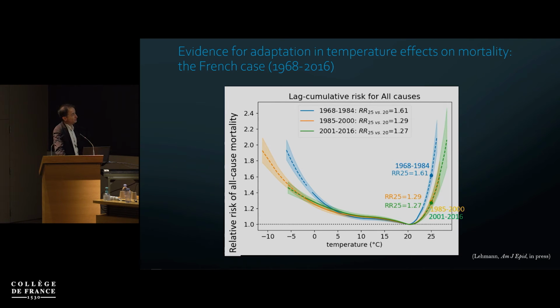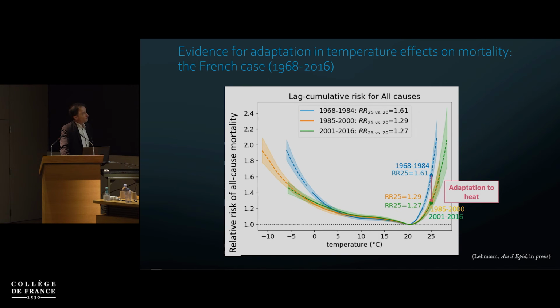You see here the short-term association for all-cause mortality stratified into the three 15 to 16-year periods of our study, with some evidence of a change in the effect of a given temperature. Here, the relative risk of mortality associated with the temperature of 25 degrees tends to decrease in the period following 1985 compared to before 1985. That's a pretty high decrease, actually, because the relative risk decreases from increased mortality by 60% to about 30% for this temperature of 25 compared to 20 degrees.